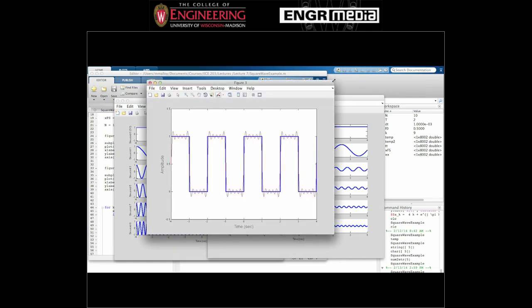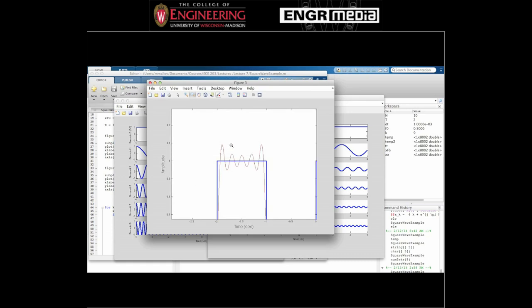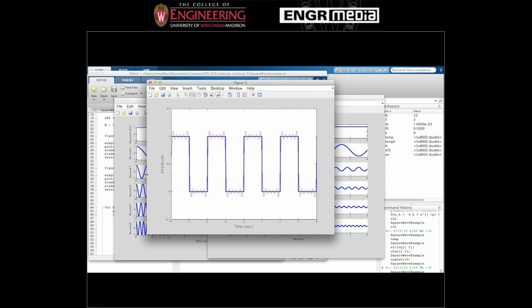In blue I have the original square wave, and in red is my Fourier series representation. So this is only using 10 complex exponentials, and you can see that it's close, but if I zoom in, it should be obvious right away that we still have this kind of wild variation right around these sharp corners of the square wave. In order to exactly represent the square wave, we actually need an infinite number of sinusoids.